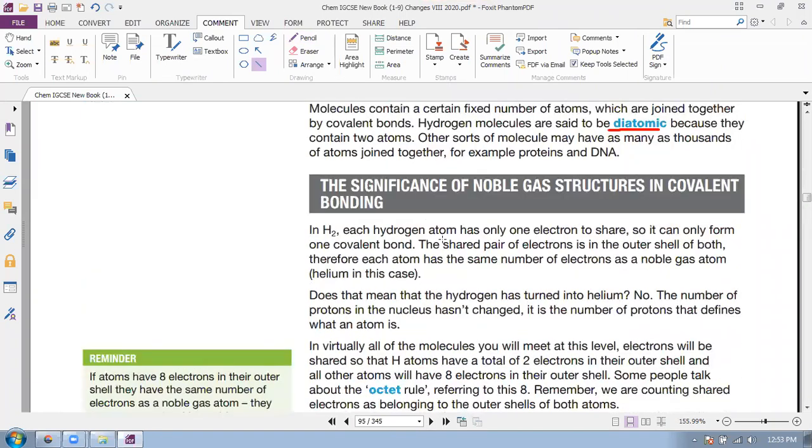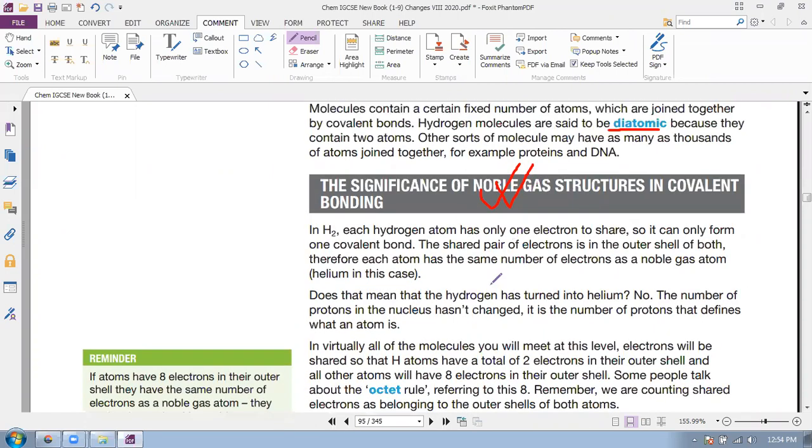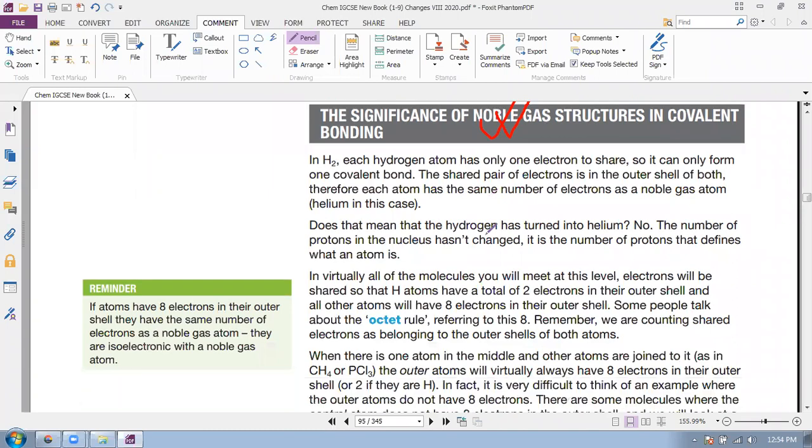Now, noble gases. What about the noble gases? Look at this. Noble gases generally have a full outer shell of electrons. They do not need to gain or lose electrons, and that's why they do not form covalent bonds. And everybody wants to gain the electron configuration like noble gases. All other elements want to obtain the electron configuration of noble gases, and obtaining 8 electrons in the outer shell is called the octet rule.